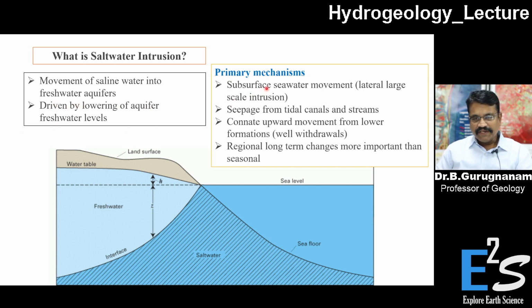What are the primary mechanisms behind seawater intrusion in the freshwater aquifer system? It is subsurface seawater movement, a lateral large-scale intrusion. Seepage from tidal canals and streams is also a cause behind changes of freshwater movement in this region. Connate upward movement from lower formations is another reason. For well withdrawals, regional long-term changes are more important than seasonal ones.